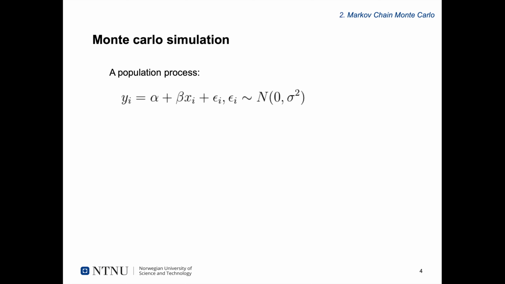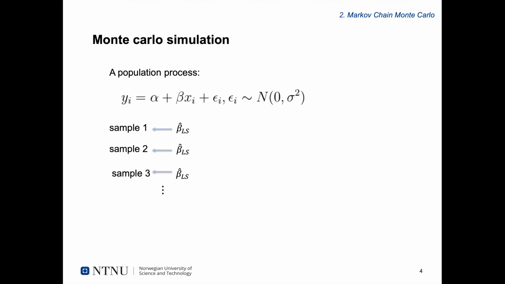Monte Carlo simulation is a class of computational algorithms that rely on repeated random sampling to obtain numerical results. Let's look at an example to see how we can use Monte Carlo simulations to examine the properties of estimators. Suppose there is a population process where y_i is equal to alpha plus beta x_i plus some error epsilon, where epsilon is normally distributed with a mean of 0 and a variance of sigma squared. Now we have a sample, which is a dataset from that population, and we use the least squares estimator to estimate the parameters alpha and beta.